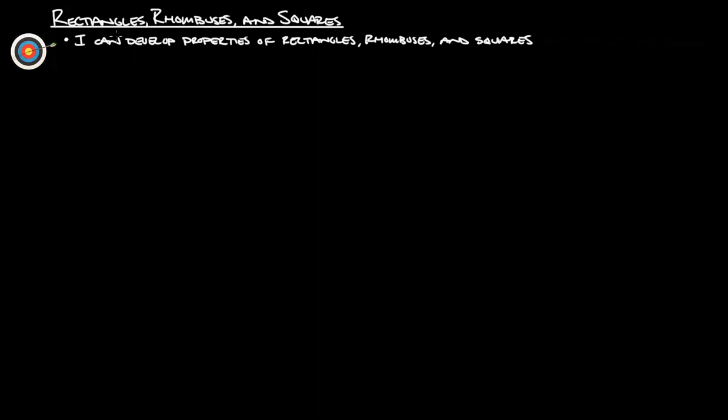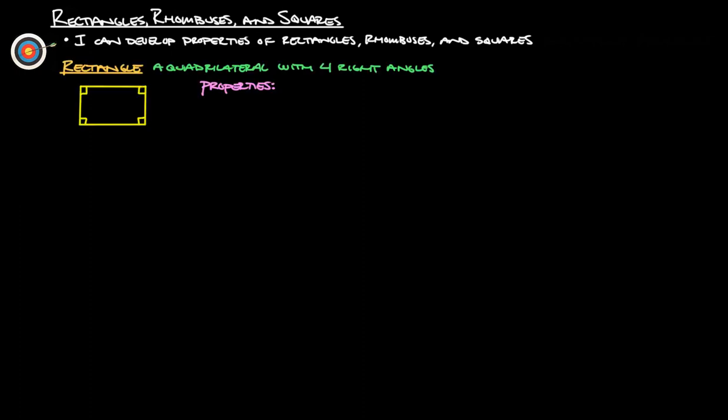May I take you through the notes on rectangles, rhombuses, and squares? At the end of this, you should be able to say, I can develop properties of rectangles, rhombuses, and squares. Okay, so first thing, a rectangle is a quadrilateral with four right angles.